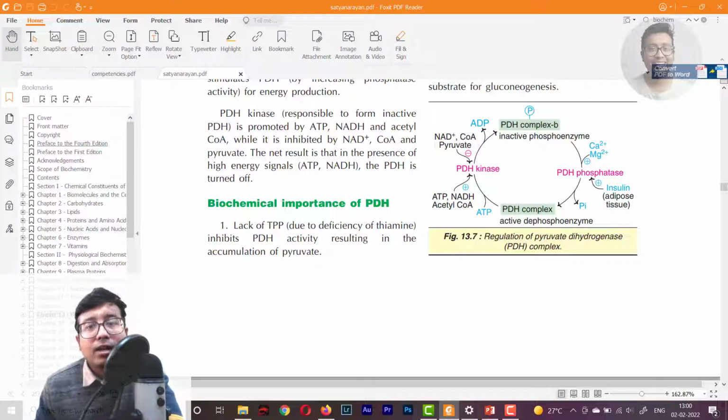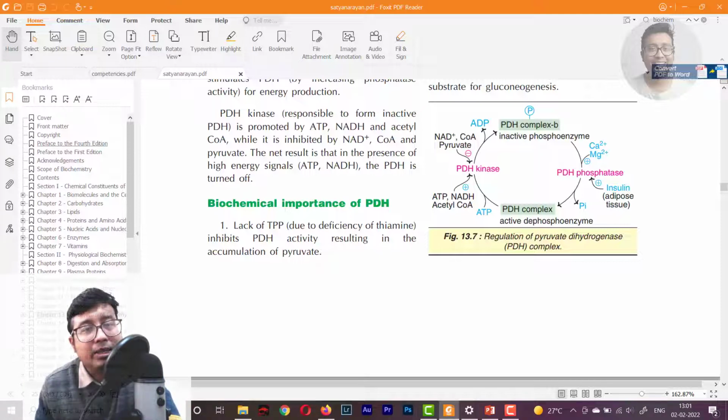So again, regulation of the PDH complex is actually very easy. If you just look at this diagram, it may feel very intimidating, but if you look at my video where I have explained the mechanism of insulin and glucagon, how it controls anabolism and catabolism, then it will be very easy.